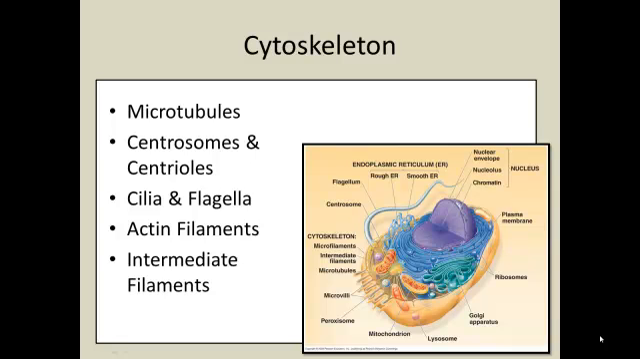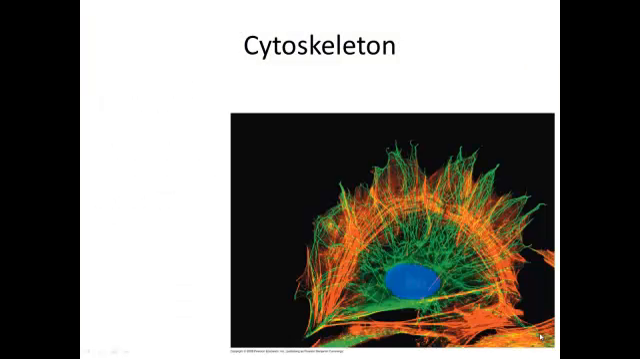This topic covers the function and structure of the cytoskeleton, extracellular components of multicellular organisms, and cell connections of multicellular organisms. We will be covering microtubules, centrosomes and centrioles, cilia and flagella, actin filaments, and intermediate filaments. Under the topic of the cytoskeleton, crisscrossing the cytoplasm of eukaryotic cells is the cytoskeleton.